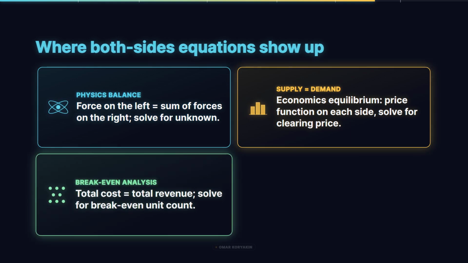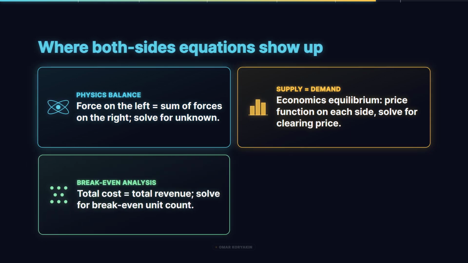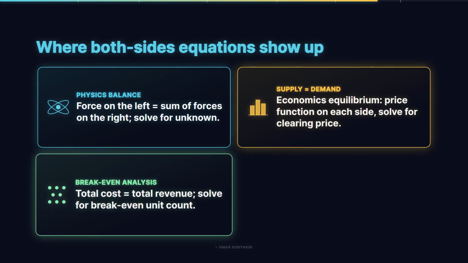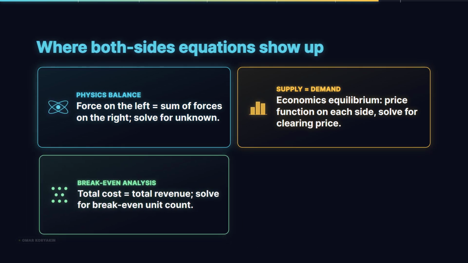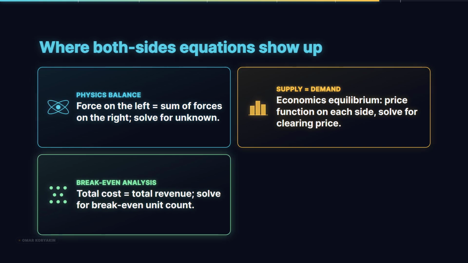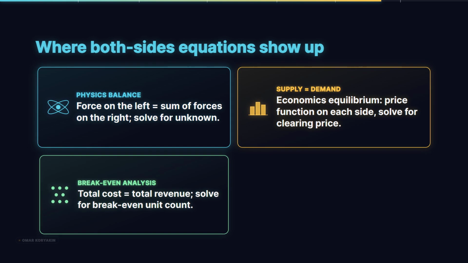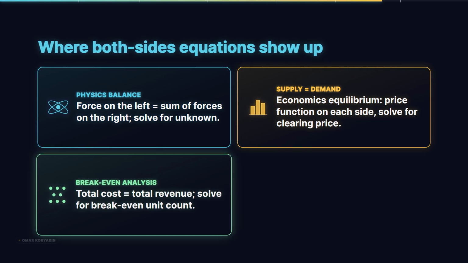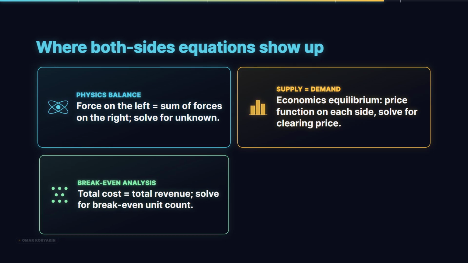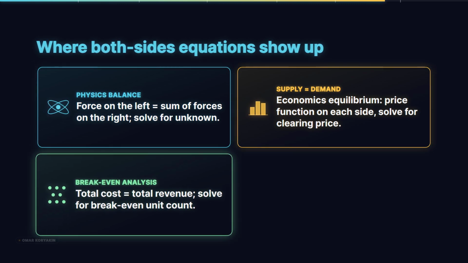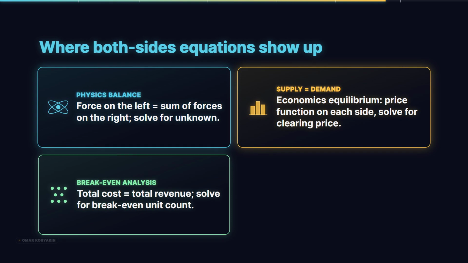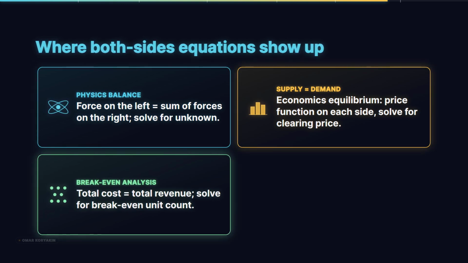In business break-even analysis, the total cost function on the left equals the total revenue function on the right at the break-even unit count. Both functions involve the unit count variable, often with a fixed cost on one side and a per-unit margin on the other. Solving for the break-even unit count is a both sides equation, and small business owners do this calculation regularly to decide whether a new product line is worth pursuing.